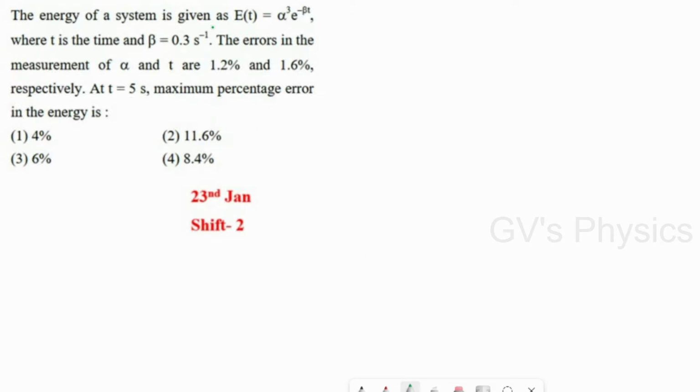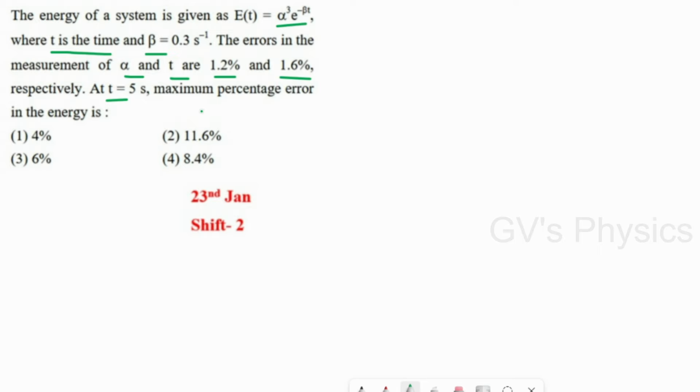The energy of a system is given by E is equal to alpha power 3 e power minus beta T, where T is time. They have given the value for beta. The errors in the measurement of alpha and T are given as 1.2% and 1.6%. The question is, at time T is equal to 5 seconds, what is the maximum percentage error in the energy?